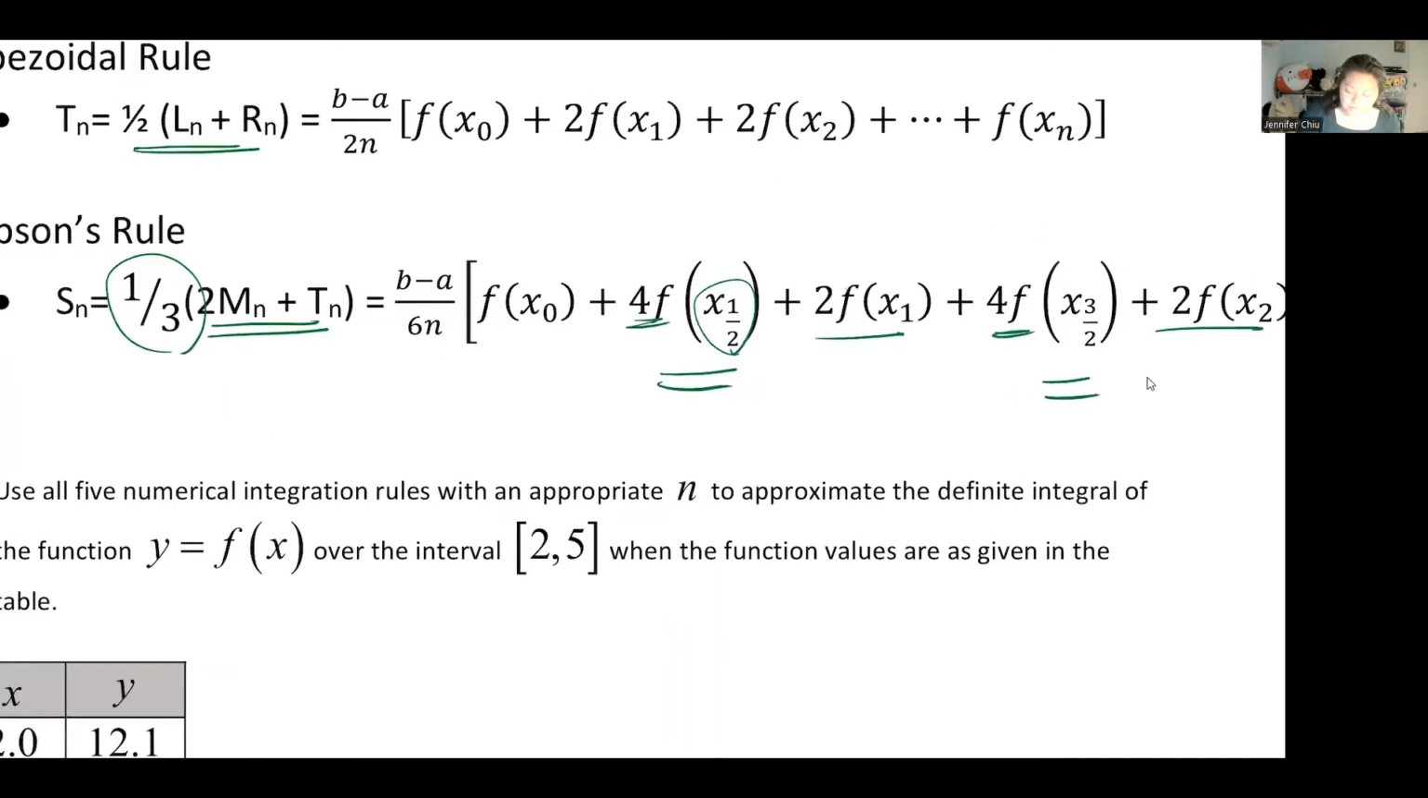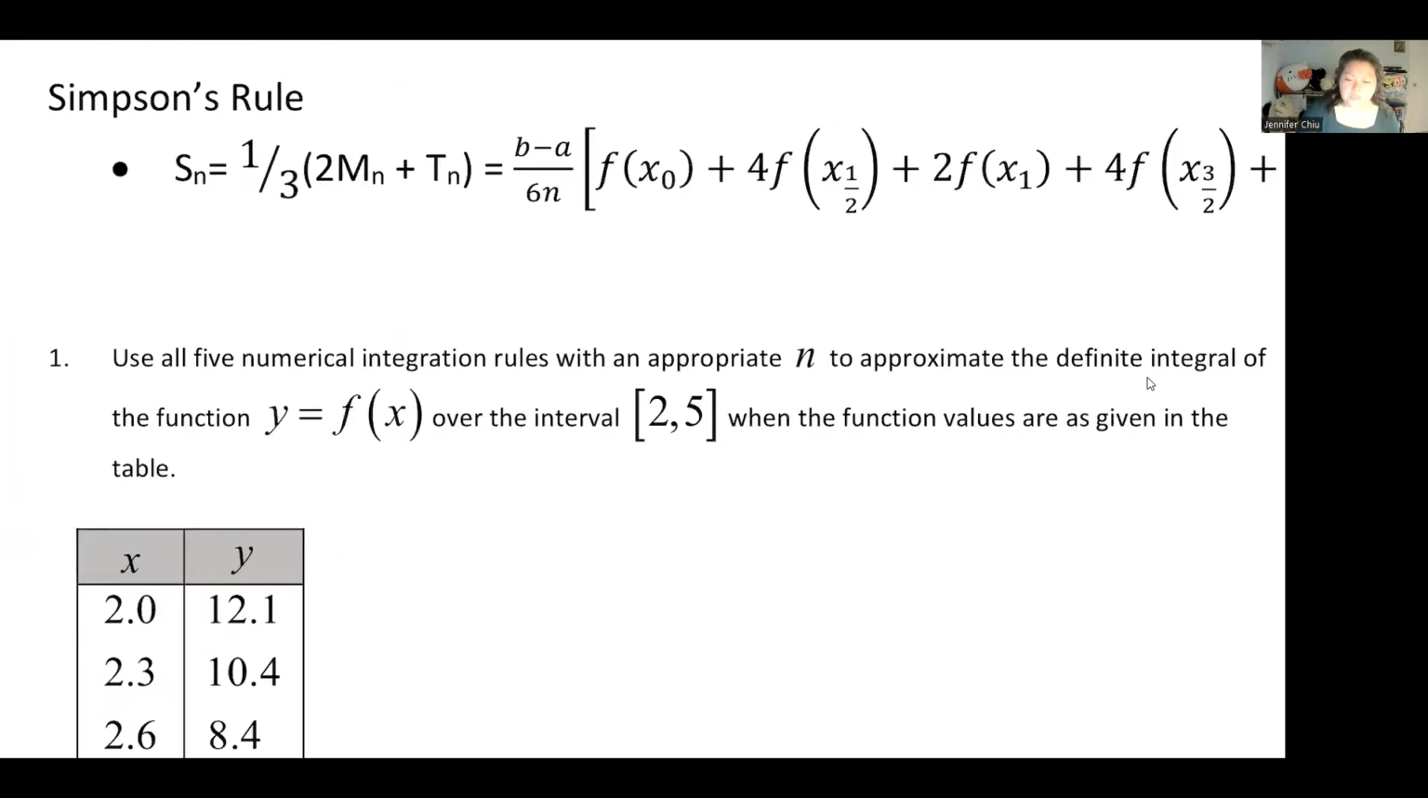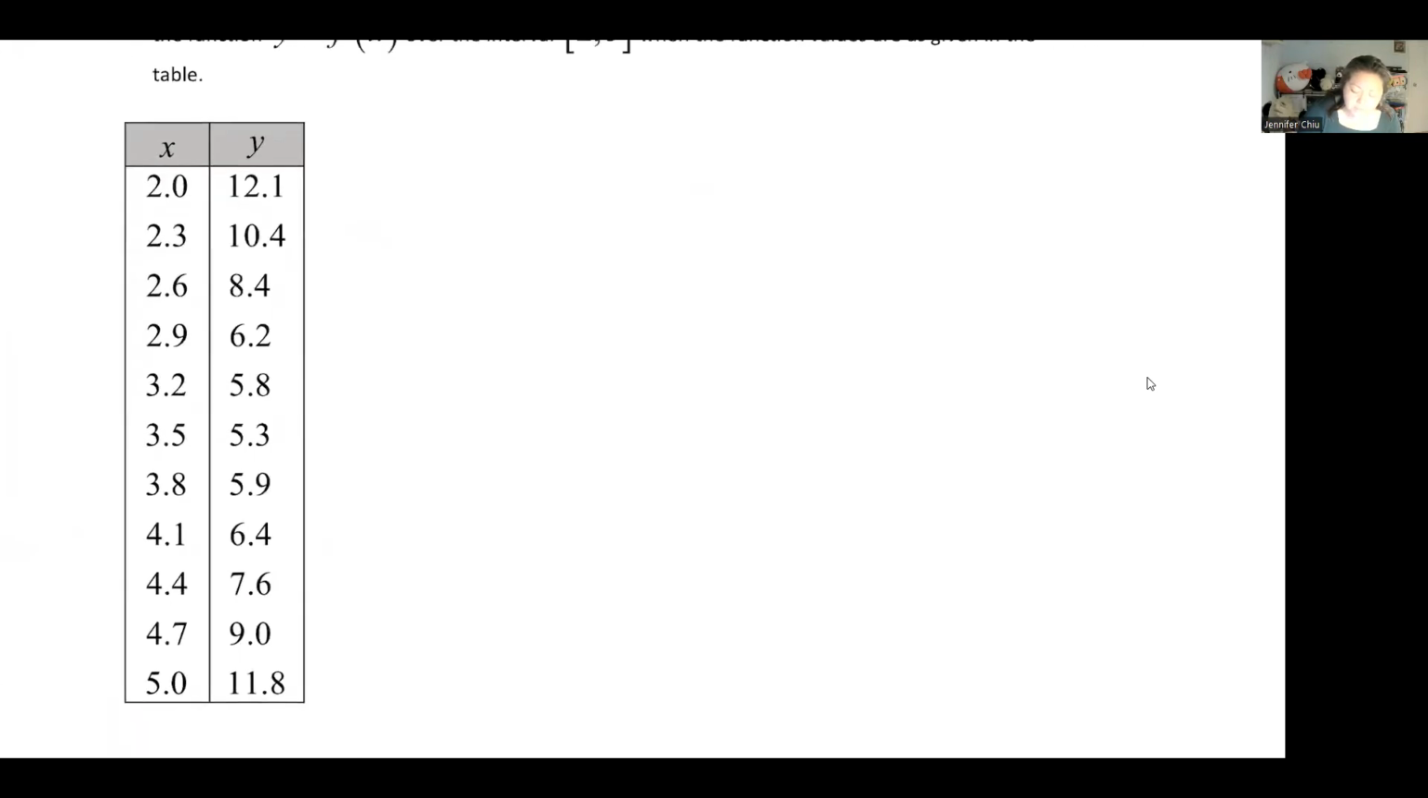All right. Given a problem that looks like our example here, we are going to see how to do all 5 of these using the table given to us. Now, because we need some midpoints, you have to strategically plan this, meaning that you can't call each of these values x0, x1, x2, x3. You have to skip every other one in order to create your midpoint. So this will be our x0, this is x1, x2, x3, x4, x5.